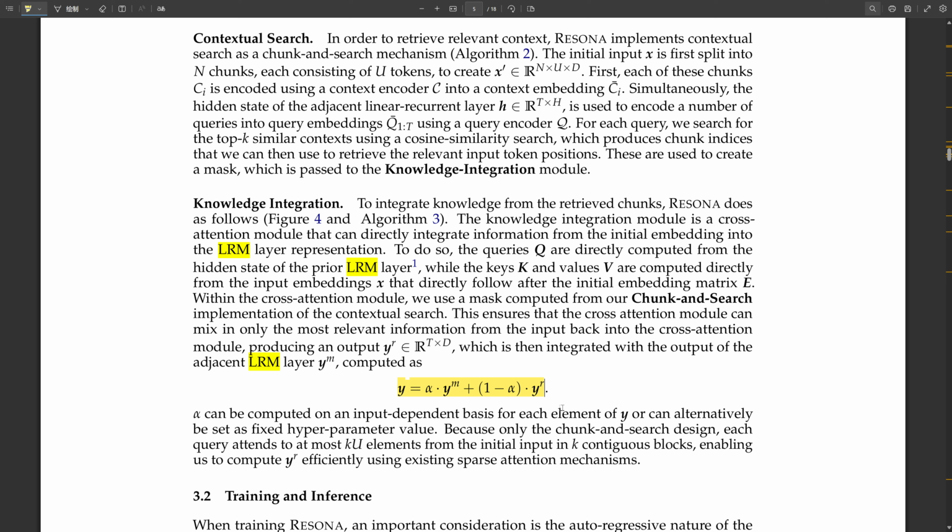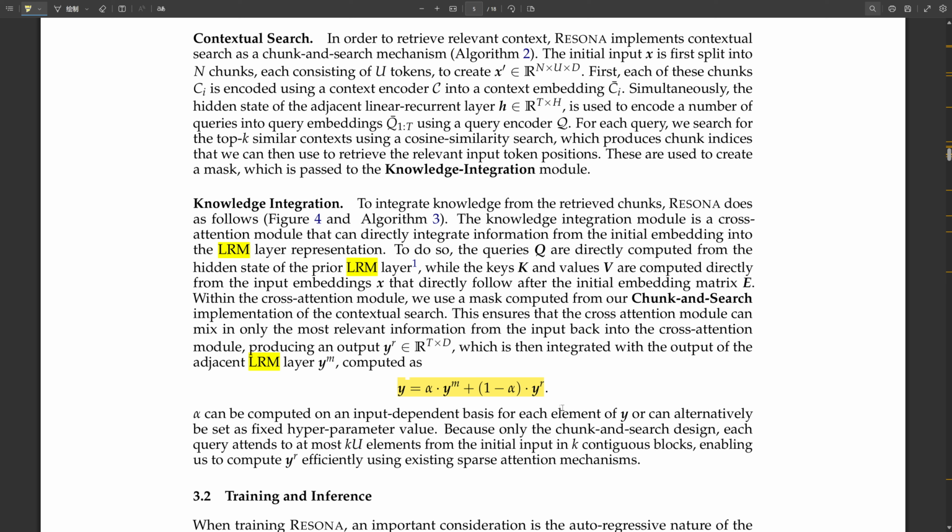Exactly. And another really clever thing is how they use causal masking during training. Basically, this ensures that when the retriever is searching for relevant context, it can only look at information that came before the current point in the text. Ah, so it's respecting the sequential nature of language. You can't look ahead in time when you're processing text. Precisely. It's like making sure the LRM isn't cheating by peeking at the answers in the back of the book.